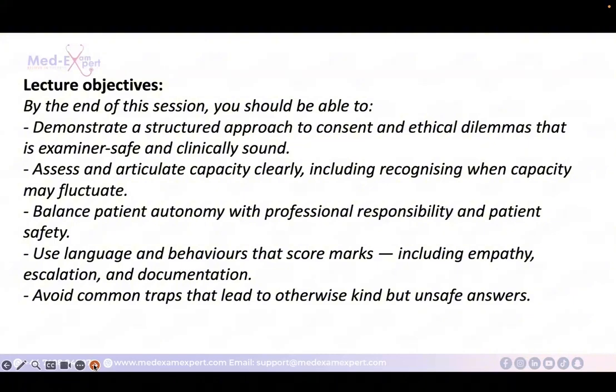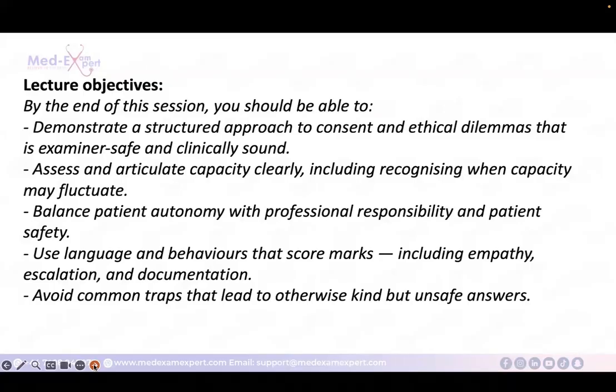So across all the ethics and consent stations that I have put, the same core principles are repeated. For example, empathy first, capacity assessment, how much the patient has understood, balanced information that you give to the patient, and an appropriate decision framework that you create, and also escalation to your seniors. And after that, clear documentation, because these could have medicolegal implications later on.